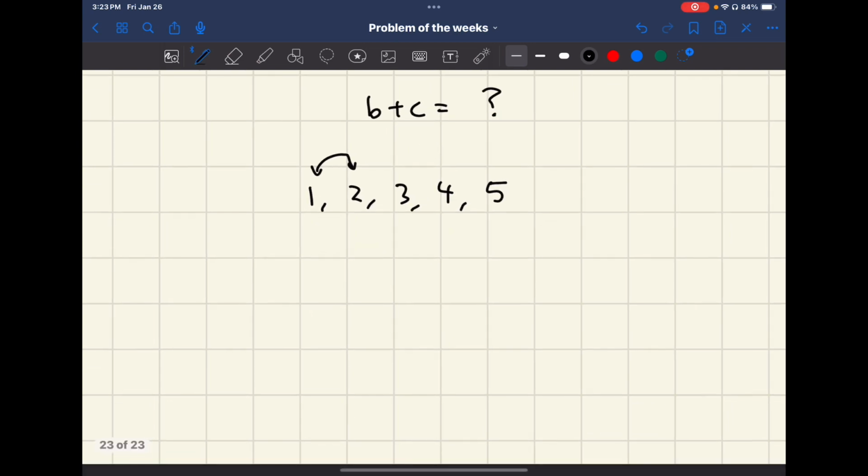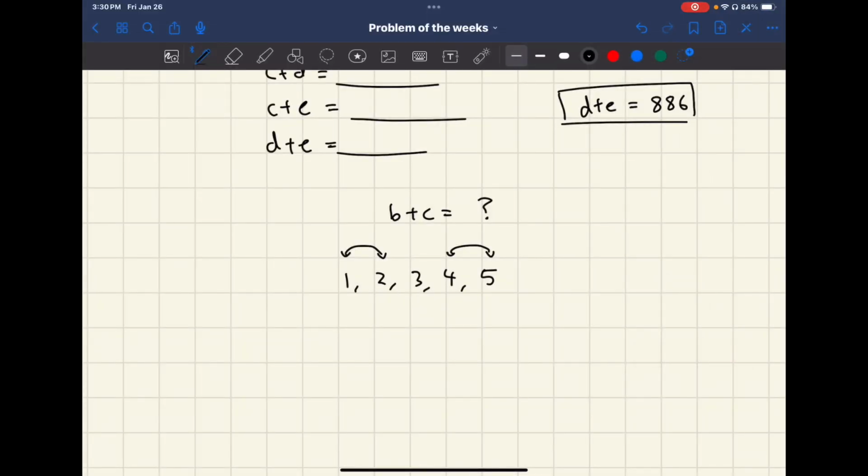right? That's the smallest number I could possibly get if I were to choose two numbers from this and add them together. Well, what's the second smallest sum I could get? Well, the second smallest sum would be these two added together.